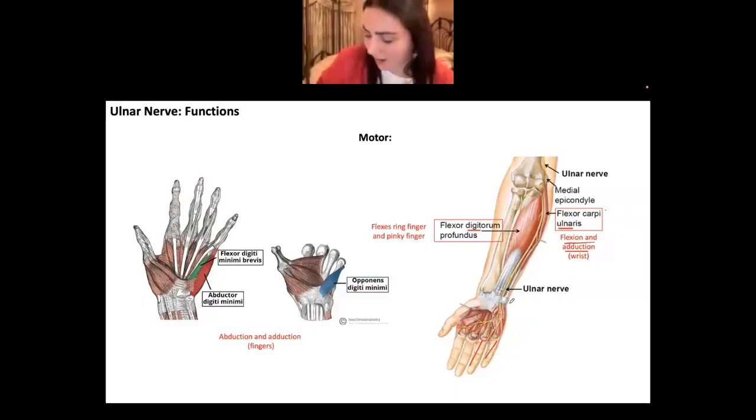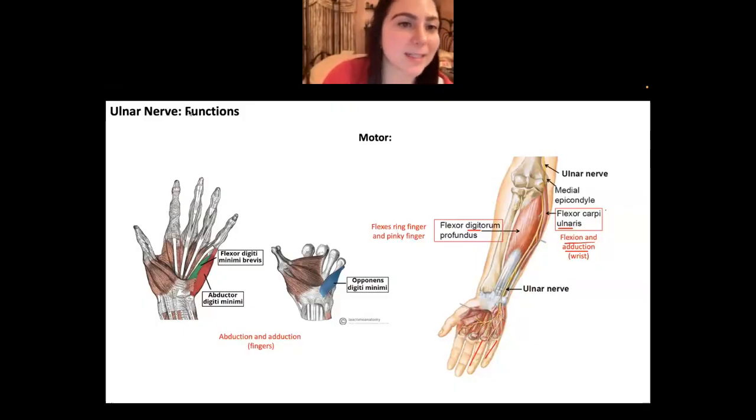If you do it right now sitting there, you can probably feel this muscle closest to the pinky. It feels like it's flexing when you're doing adduction of the wrist. Okay, so that's what the ulnar nerve is innervating, and it's innervating the muscle that flexes the pinky finger and the ring finger.